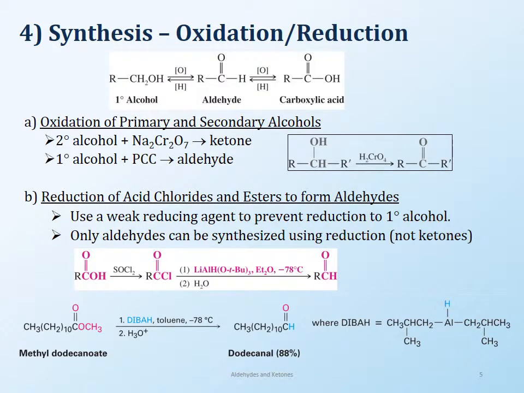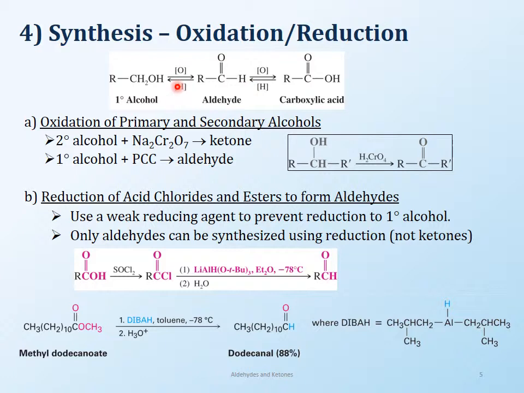You can also synthesize aldehydes and ketones using oxidation reduction. Here is the scheme that we usually talk about in oxidation reduction. You've seen this before in alcohols. You can take a primary alcohol and oxidize it to an aldehyde and all the way to a carboxylic acid. That is what you have done so far. You can also take a carboxylic acid and reduce it all the way to an alcohol. That is what you have done so far. Now we're going to go to the aldehyde, which is in the middle.